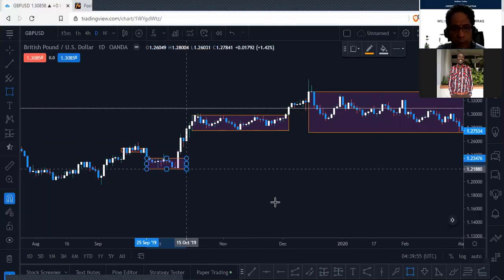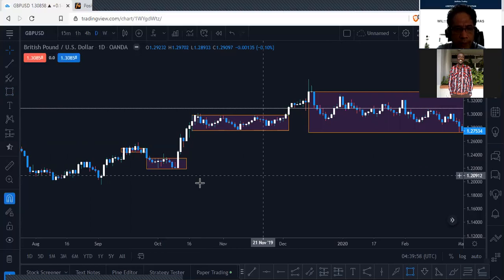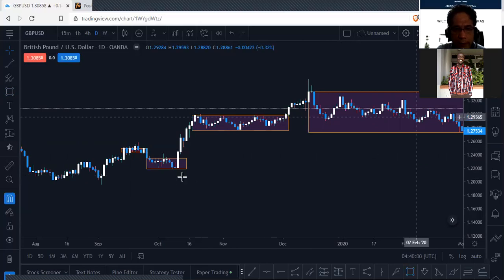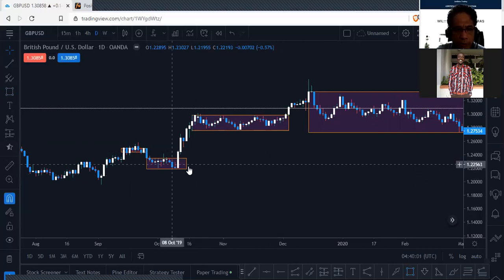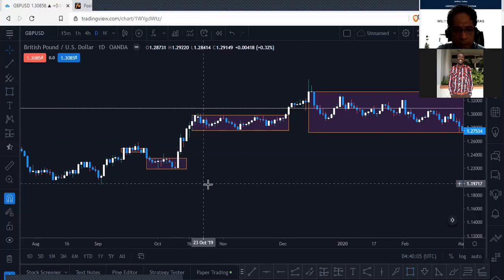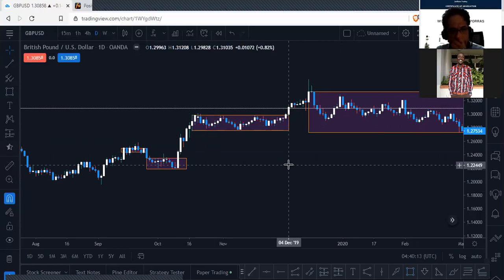So what we're going to do is analyze the market on attacking the ranging market. You're right, George, that we are going to attack the market when it is ranging. We have to wait for a breakout. But what is the safest way to attack the market on breakout? What do you think, George?